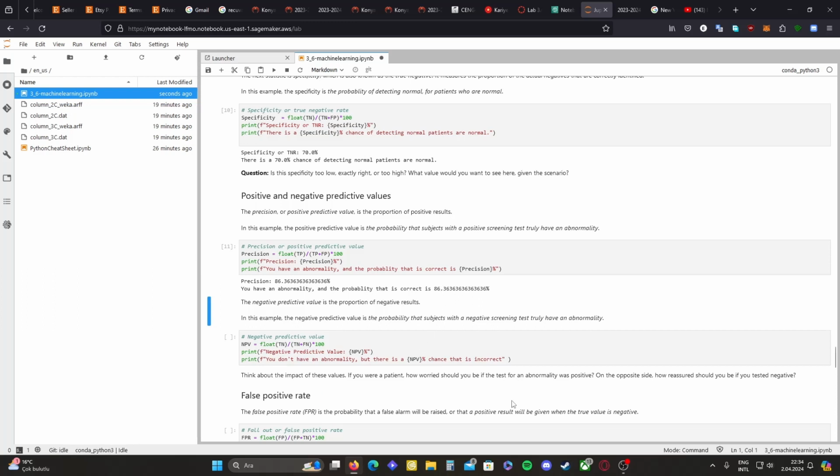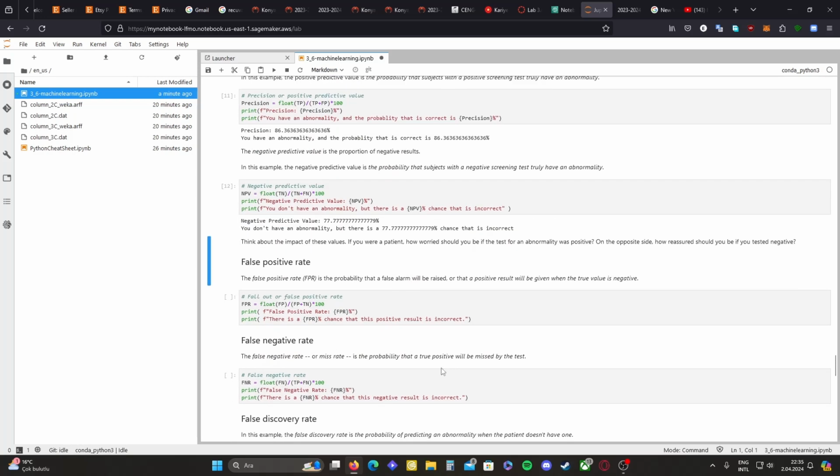The negative predictive value is the proportion of negative results. In this example, the negative predictive value is the probability that subjects with a negative screening test really don't have an abnormality. So the negative predictive value is 77.7777779%. You don't have an abnormality, but there's this chance that it is incorrect.